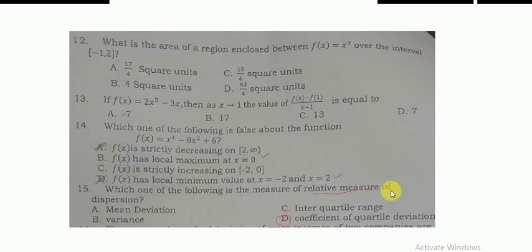So let us return to our choices and pick the answer. Among these choices, which one is an example of relative measure of dispersion? Mean deviation is an absolute measure of dispersion. Variance is also absolute. Interquartile range is also absolute. The answer is D. Now we completed 5 problems.